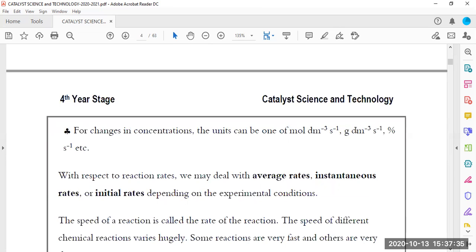Again, in this one, gram per decimeter cube, because in concentration, we need to have a volume. Decimeter cube used to be called liter. We don't use liter anymore, it is not IUPAC system. IUPAC system in chemistry is decimeter cube, which is 1,000 cubic centimeter.